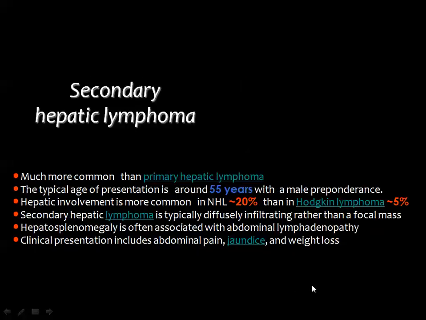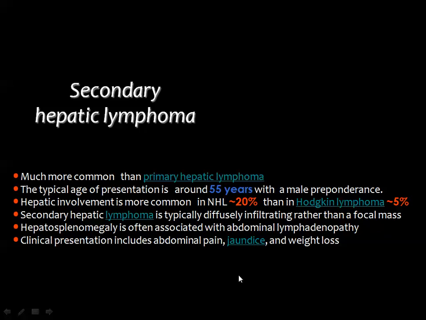Then the typical age of presentation is around 50 years with a slight male preponderance. Hepatic involvement is more common in non-Hodgkin lymphoma compared to Hodgkin lymphoma. And secondary hepatic lymphoma may affect the liver, either diffuse or in the form of multiple focal masses. But you may remember that the appearance of lymphoma in the liver is usually non-specific on the different imaging modalities.